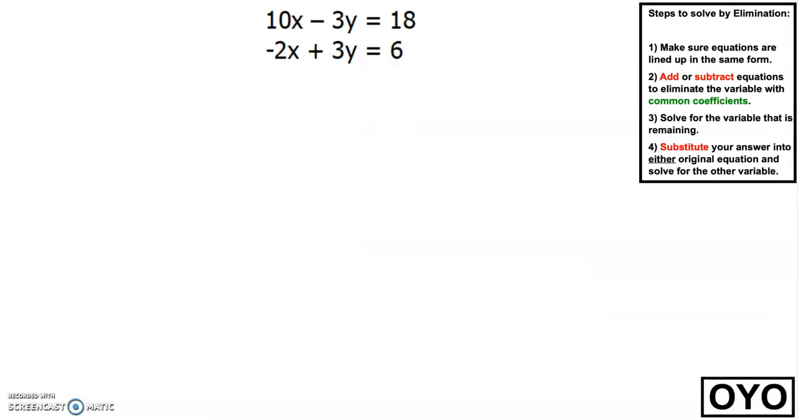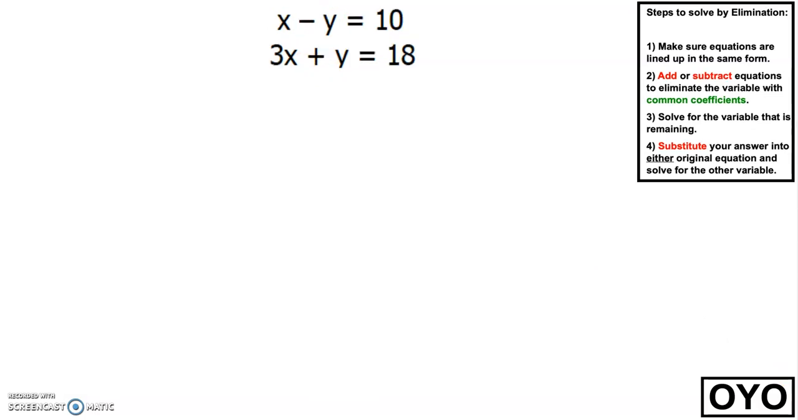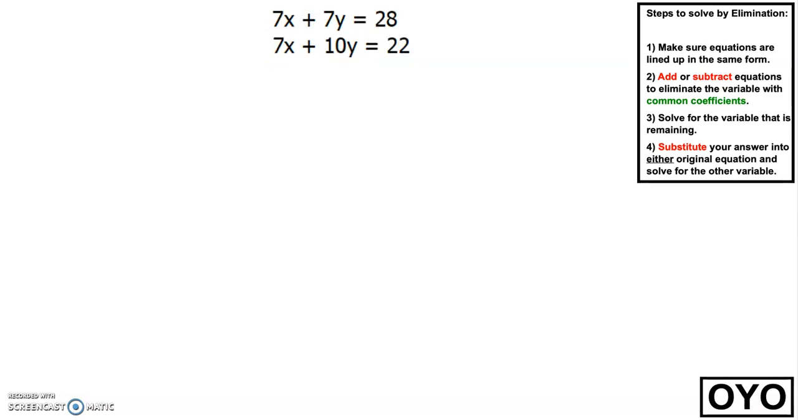For each one of these examples, make sure that you understand whether you have to add or subtract. Here, a -3 plus 3 would eliminate that variable. Notice here that the y's have a coefficient of 1, where 1 is positive and 1 is negative. Notice here that the coefficients of x are both a positive 7. So would addition or subtraction work for this problem?